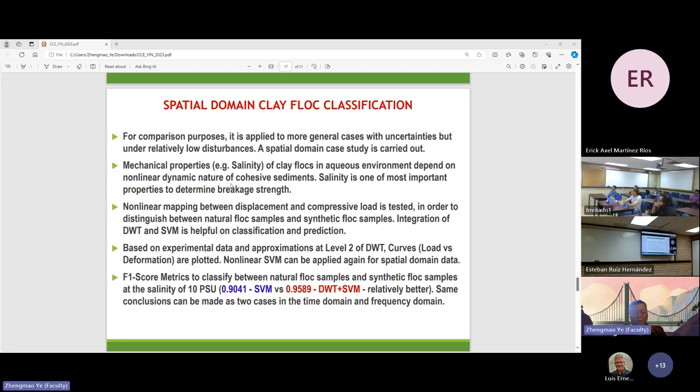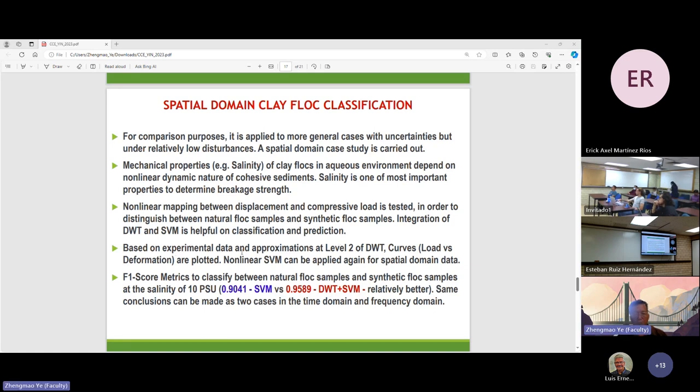The mechanical properties of a clay floc in an aqueous environment depend on the nonlinear dynamic nature of a cohesive sediment. Salinity is one of the most important properties determining the briquette strength. In our case, the nonlinear mapping between the displacement and the compression load is tested in order to distinguish between natural floc samples and synthetic floc samples. Integration of DWT and SVM will be helpful for classification and prediction.